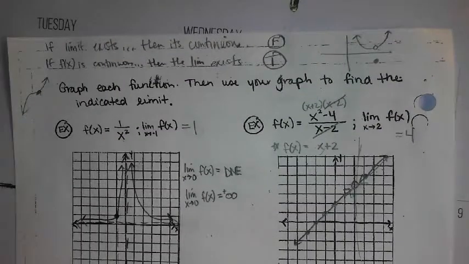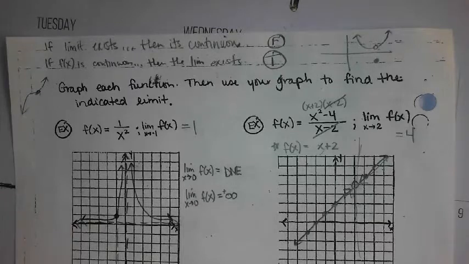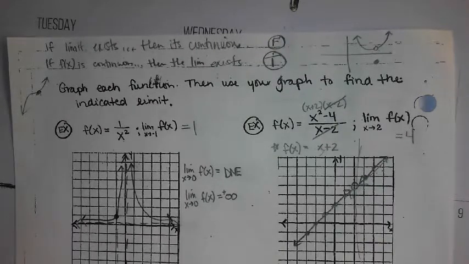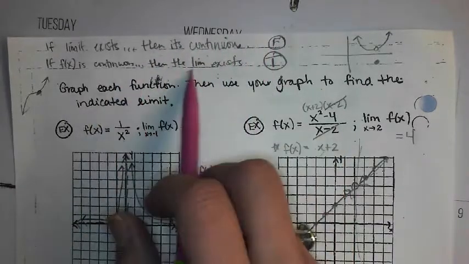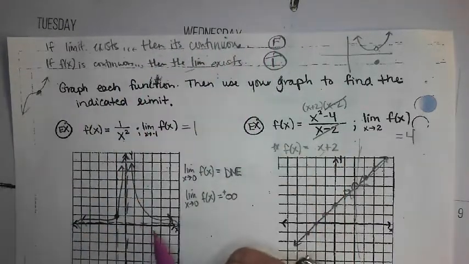So Stephen, whatever you just said, what did you say? No, you said it the other way around though. Yeah. You said if the limit exists, then it's continuous, and that's a no. But the other way around is a yes. Okay?